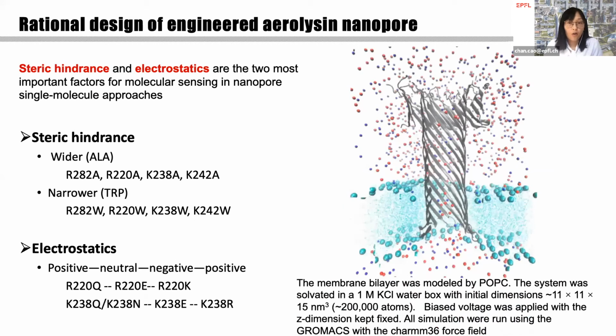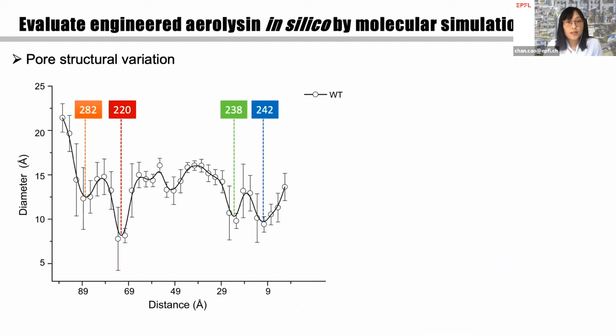Instead of purifying all these proteins, we used the in silico method first, molecular dynamics simulation, to study them. As you can see here, first we evaluate the pore structure variation. If we mutate this position to alanine, the diameter will change from 12 angstrom to 70 angstrom, almost. And for the 220 position, it changed slightly bigger, from 7 to 17 to 16 angstrom. Anyway, you will see the alanine will really make the pore wider.